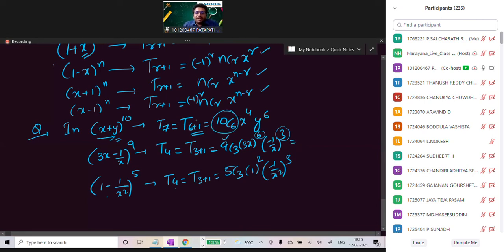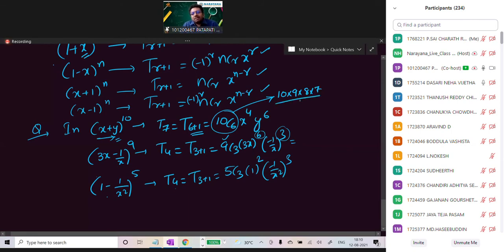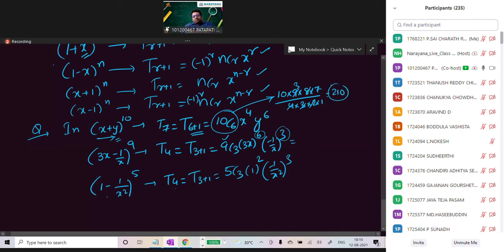So how do you find 10C6? 10C6 is same as 10C4, right? Starting with 10, write 4 numbers, divided by 4 factorial. 10 into 9 into 8 into 7 by 4 factorial gives 210. Is it quick or not? Is it clear?